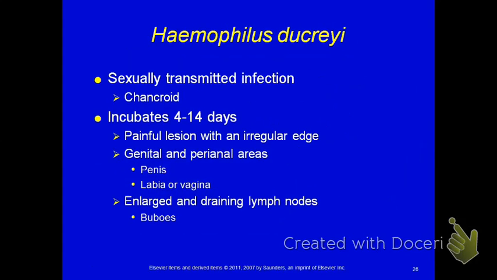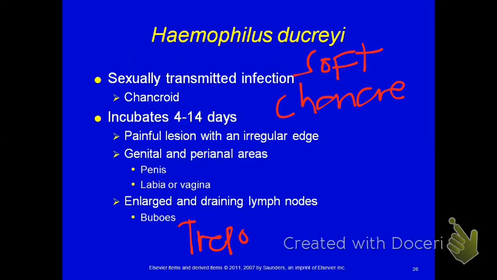Now, Hemophilus ducreyi here is an example of a sexually transmitted infection. This is known as the chancroid or the soft chancre. Okay, so don't forget, soft chancre is caused by Hemophilus ducreyi. But then again, hard chancre is caused by syphilis, which is actually a sign of having syphilis, which is caused by another bacteria. This one is Treponema pallidum.